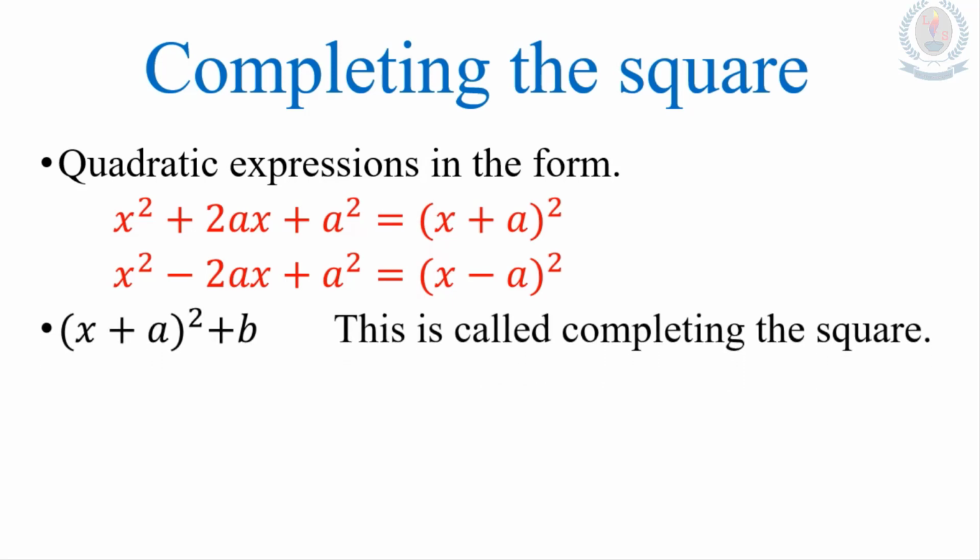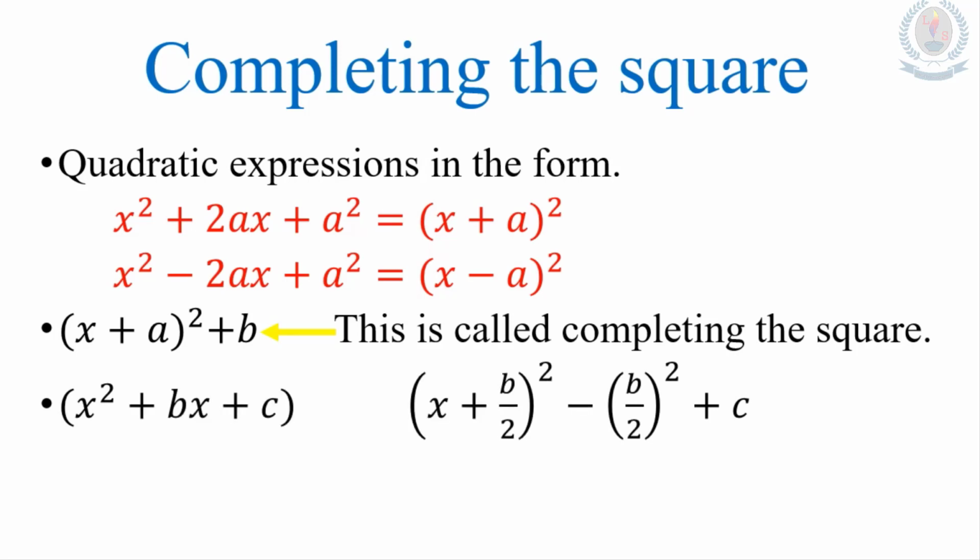Now another equation is there. This equation you can use for the completing the square method. x plus a within brackets squared plus b. Another one also, for the quadratic equation x squared plus bx plus c, you can use in first bracket x plus b over 2 squared, minus b over 2 squared plus c. Those are the equations you have to use for the completing the square method.